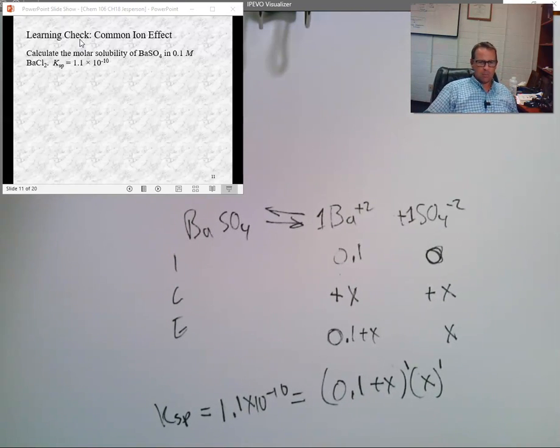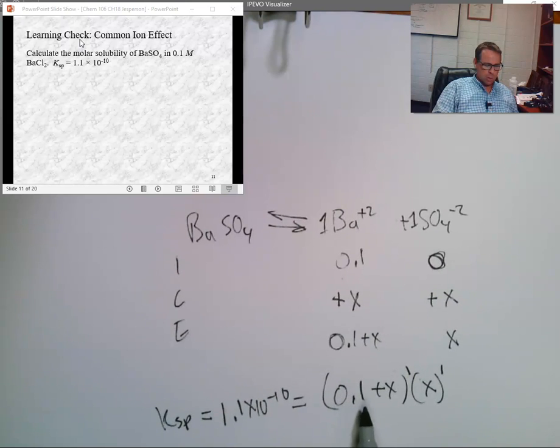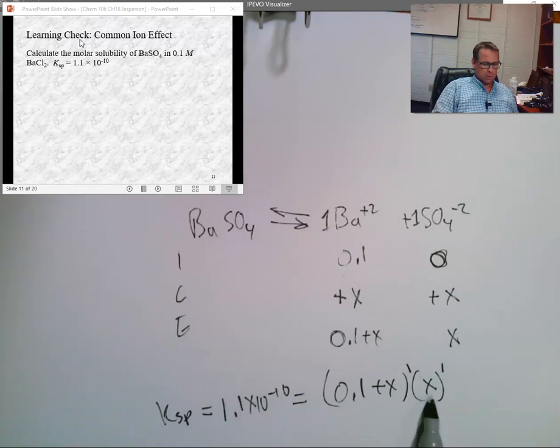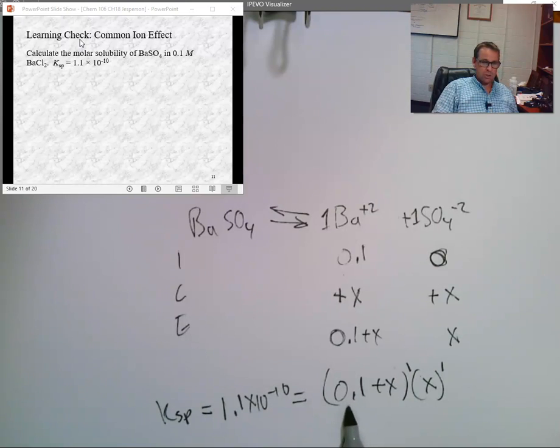Okay. That's not terribly hard if we get 0.1x plus x squared, but it's still a little uncomfortable. Is there any way we can get rid of this x here to simplify it for us, Brielle or Camille? I don't know. What we have to do is look and see how large this Ksp is. Because it's so small. So would you plug that in for x?